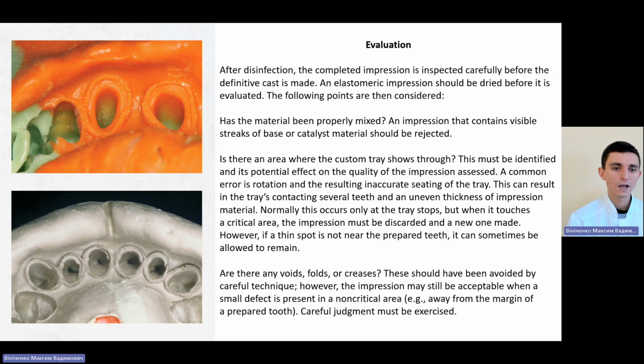A common error is rotation and the resulting inaccurate seating of the tray. This can result in the tray not contacting several teeth and an uneven thickness of impression material. Normally this occurs only at the tray stops, but when it touches a critical area, the impression must be discarded and a new one made. However, if a thin spot is not near the prepared teeth, it can sometimes be allowed to remain.